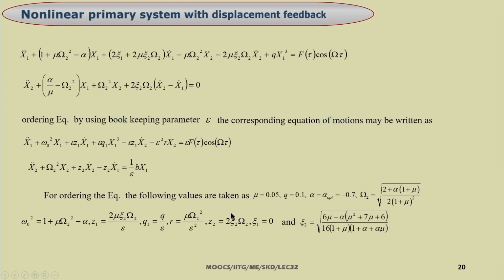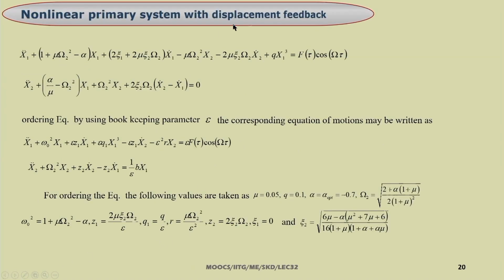Previously we have seen the case when the systems are linear. We can take the nonlinear system also, a nonlinear primary system with displacement feedback. In that case the equation will reduce to this form, and one can use different methods. Here you just see the nonlinear parameter alpha q x1 cubed is added to the previous equation.